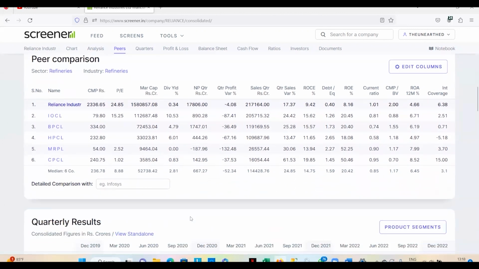Let's go one by one, looking at each individually. If I'm an investor, I'm looking at the P/E, for example, for IOCL, MRPL, and CPCL. Of course, you understand this is probably a mega company, so people are okay to pay 24 or 25 P/E. But it's quite cheaper from the valuation perspective.